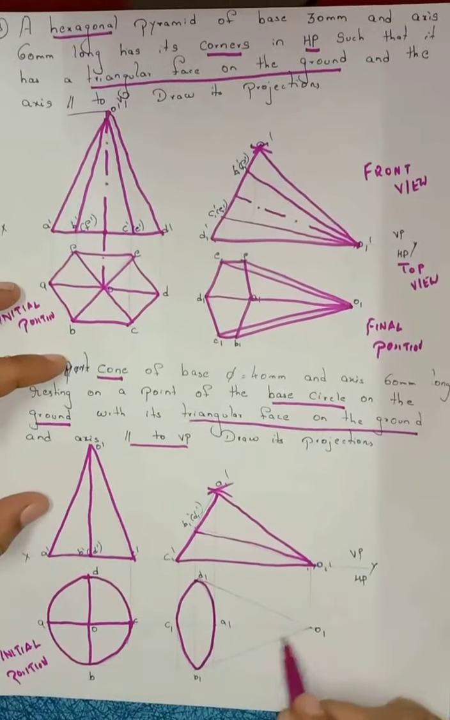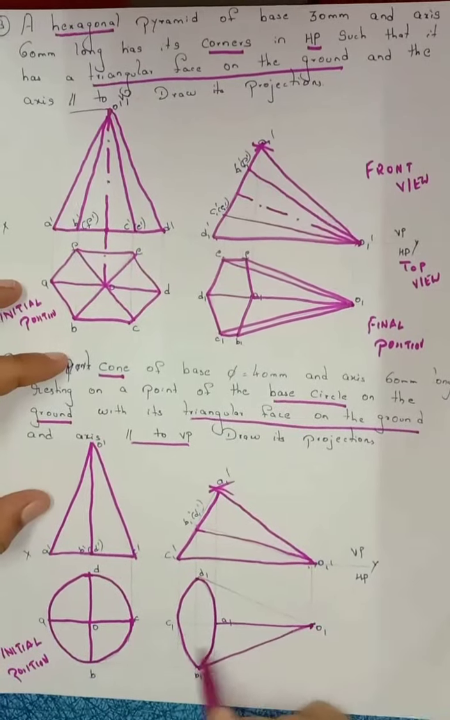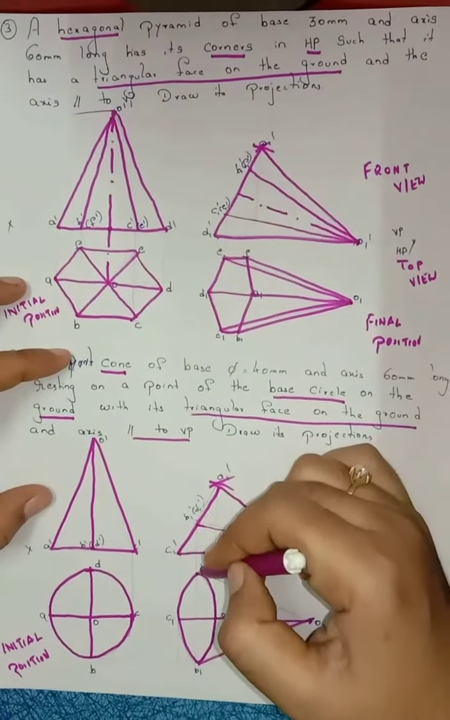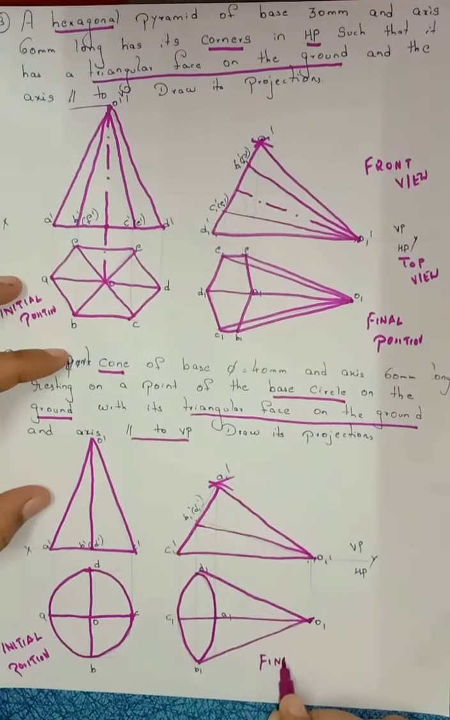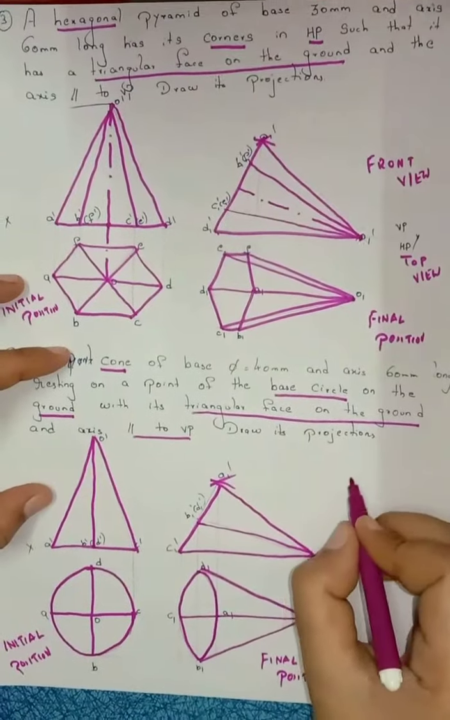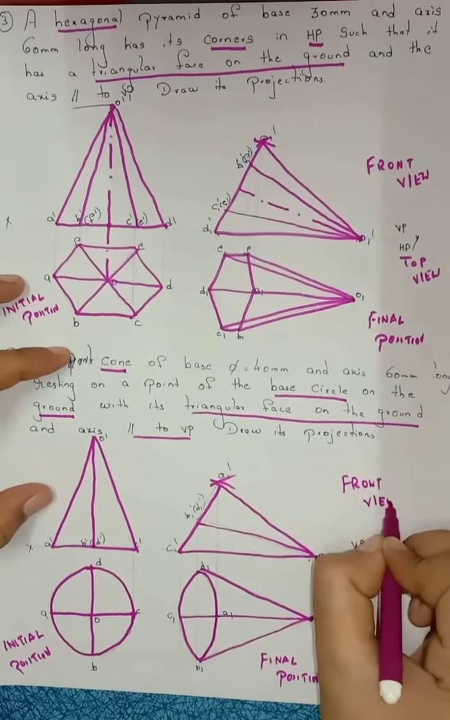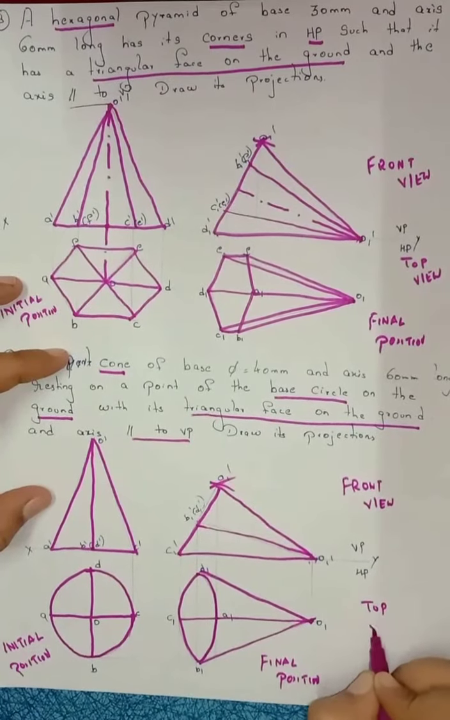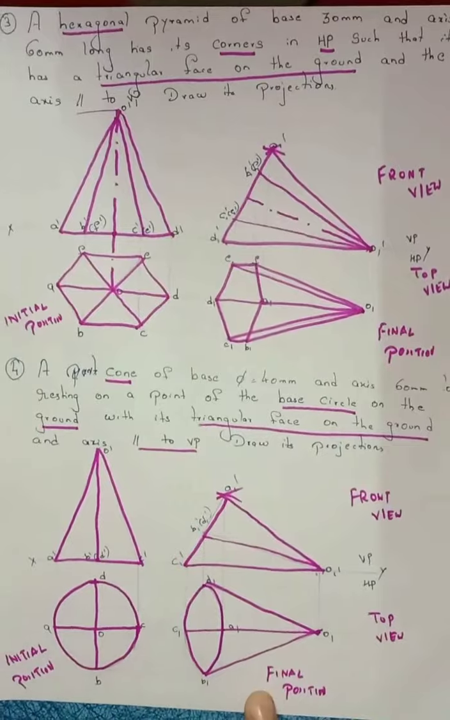You will get the cone. You will get the O point here. Join OA, OB, OC, and here OD. You will get the cone. This is the final position. Above the reference line, write down here front view, and below the reference line write down here top view. Cone diameter is 40, axis is 60.